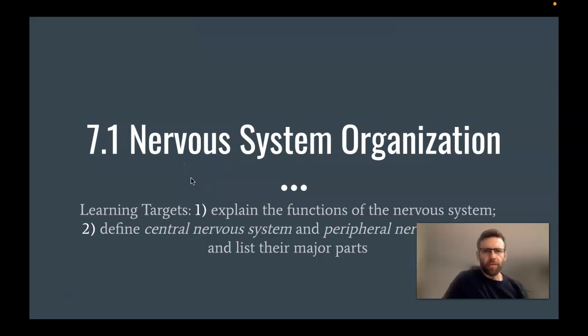Hi everyone, so the goal of this video is to look at the nervous system organization. Your learning targets are to explain the functions of the nervous system and define central nervous system and peripheral nervous system and list their major parts. Now if you're in class, this slideshow will look very familiar and so you might be able to breeze through it, but nevertheless here it is and there'll be some guided notes that go with this video.